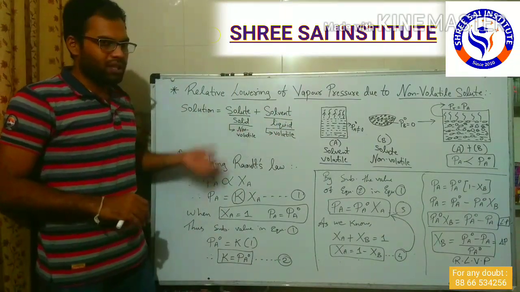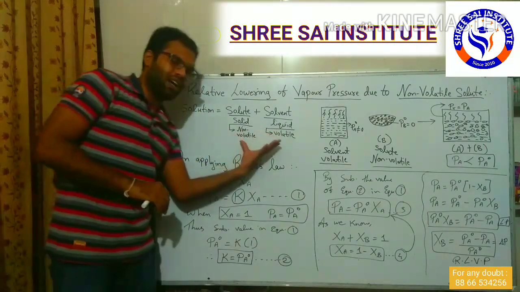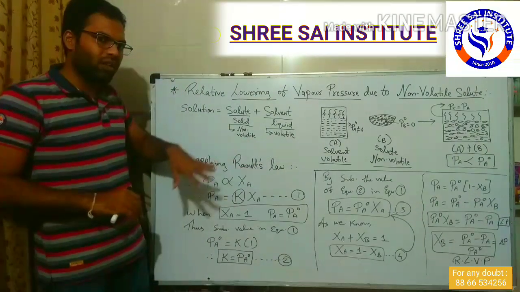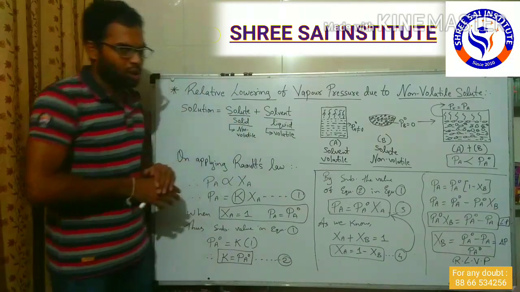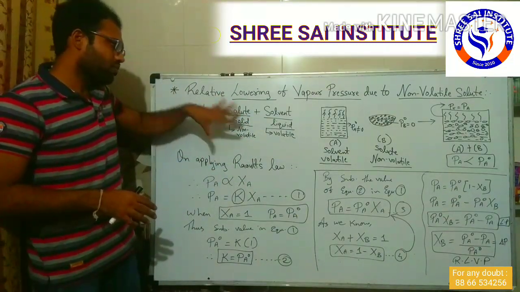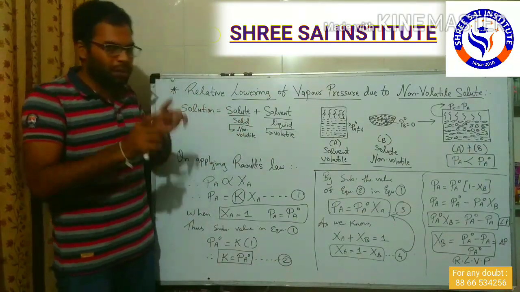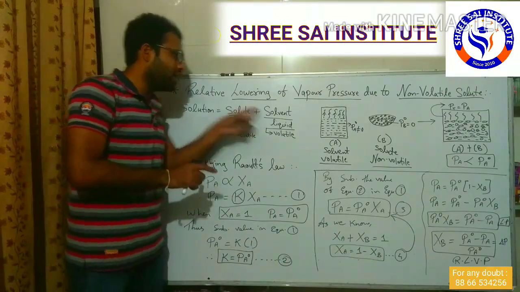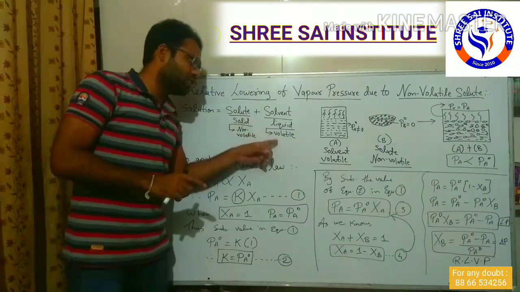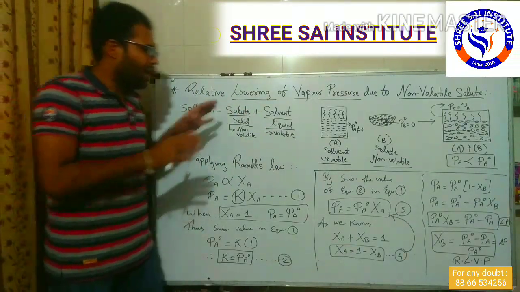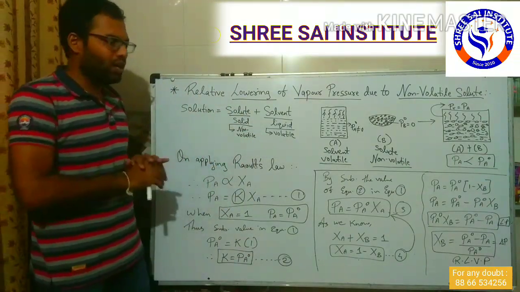In the previous case we studied that both components added to make the solution are volatile in nature, so the total vapor pressure of the solution is due to both solute as well as solvent. But here one of the components is non-volatile. That means the total vapor pressure of the solution is due only to the volatile component, as we studied in the first topic, that substances which are volatile in nature are only responsible for the vapor pressure of the component or of the solution.